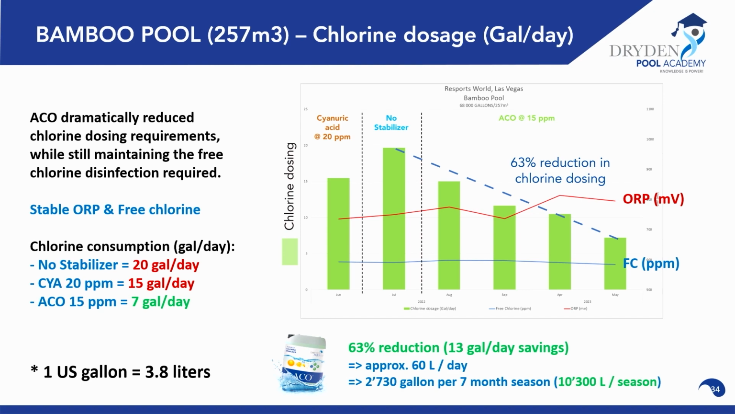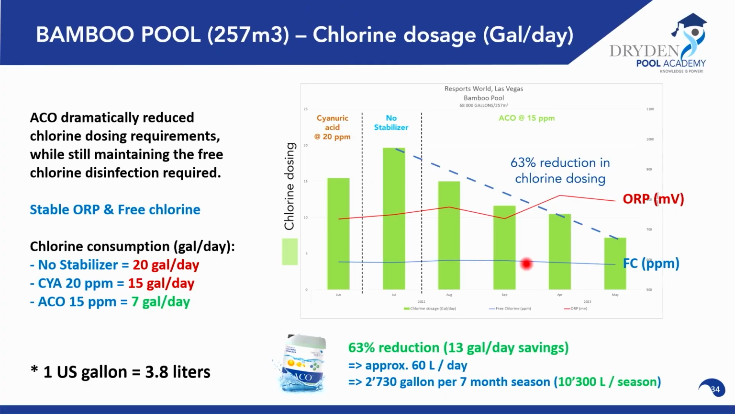And then they started to use ACO. And what you see during the season, the consumption went down, and we ended up with a consumption of only 7 gallons per day with ACO, those at 15 ppm. Yeah. So this is quite a huge difference, especially with the non-stabilized pool, of course. We have 13 gallons per day of difference, and this was, in this case, 10,000 liters of liquid chlorine saved over the season.